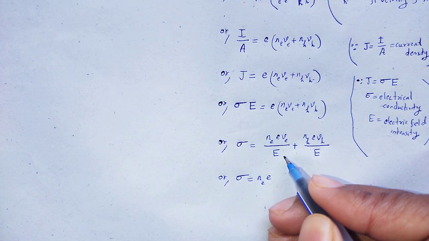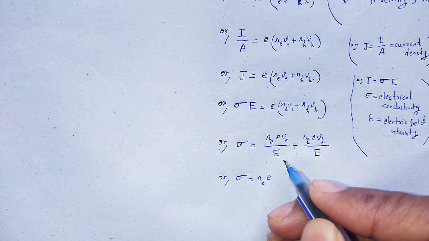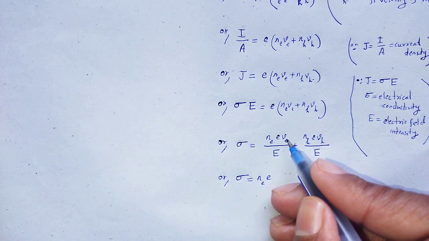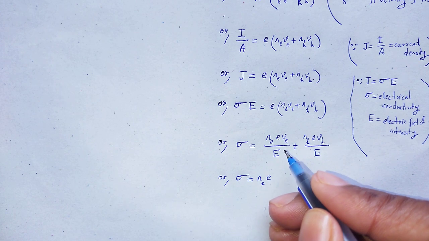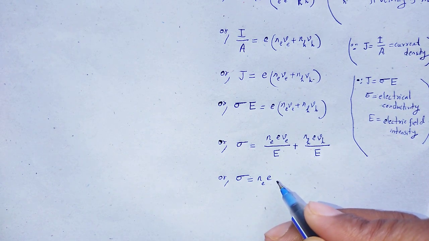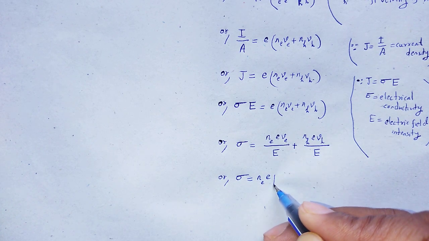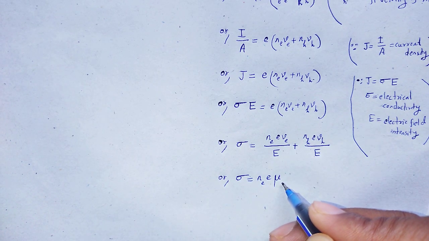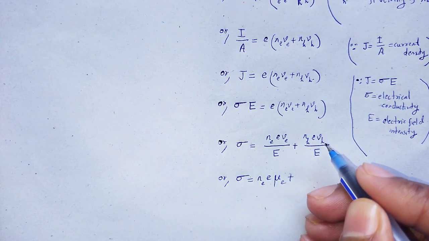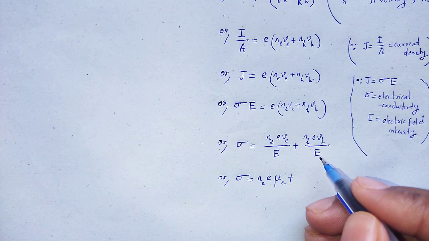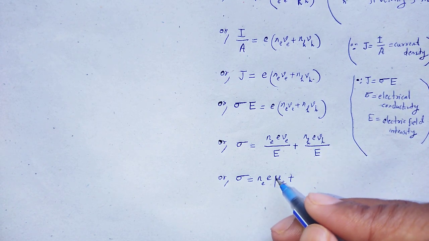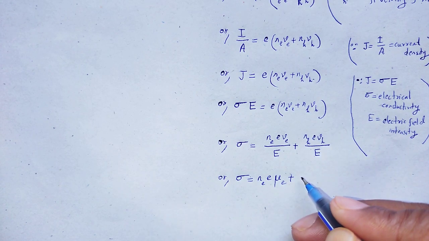Drift velocity to that of electric field intensity is nothing but mobility. The drift velocity of electron to that of electric field intensity is known as the mobility of electrons. It is denoted by mu E. Similarly, drift velocity of holes divided by electric field intensity is nothing but mobility of holes.